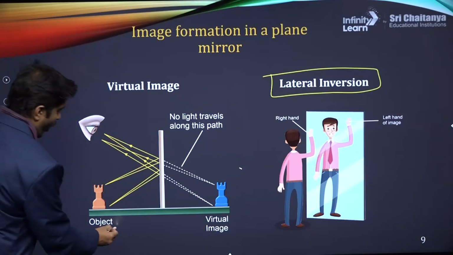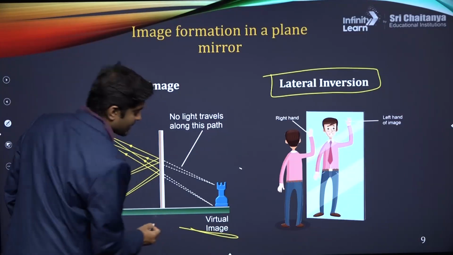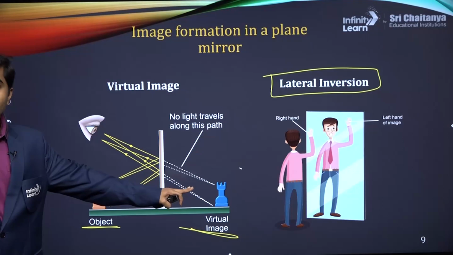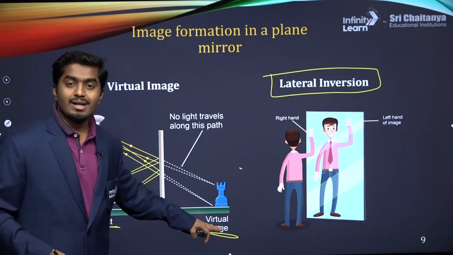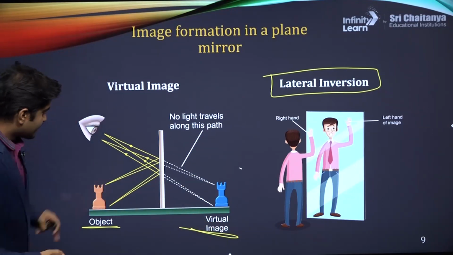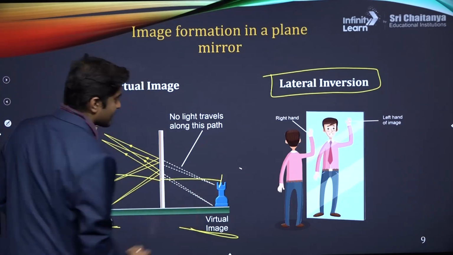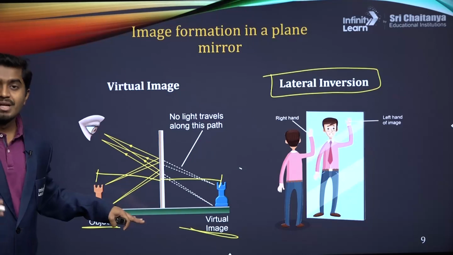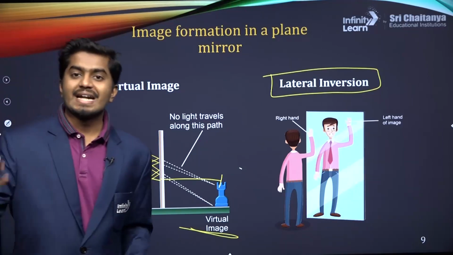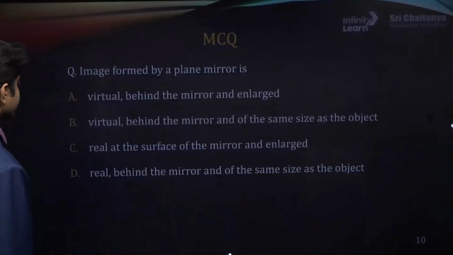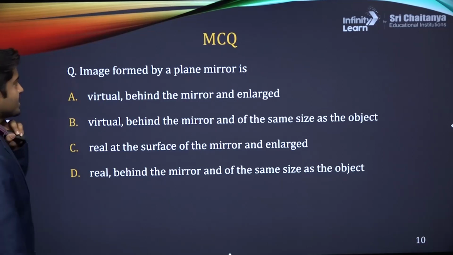You can clearly see here, object and image, everything else is the same. Image is virtual, same size as the object. The distance is also the same. This distance, object distance and the image distance, they are also the same. Just that it is laterally inverted. Now let's solve some questions based on this.